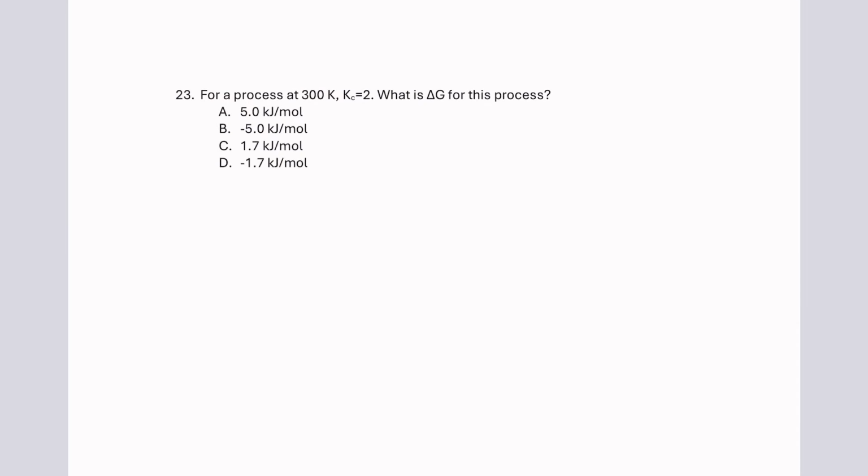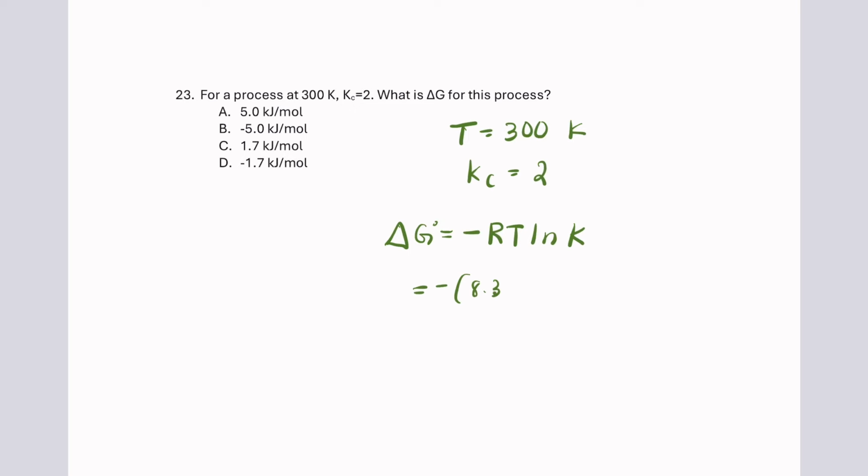Now we can tackle our last and final problem. Problem 23 says for a process at 300 Kelvin, Kc is equal to 2. What is delta G for this process? To solve this problem, we're going to need to use the equation delta G equals negative RT natural log of K. All we do is plug in numbers.